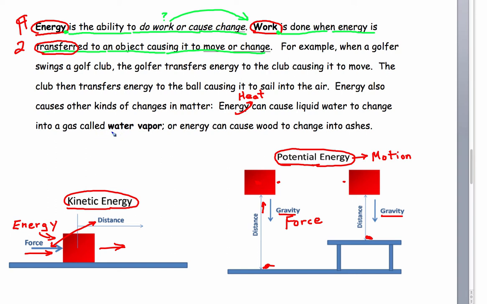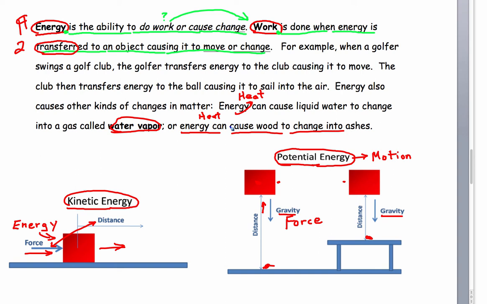Okay? So, we'll not spend a lot of time worrying about what water vapor is. I think you know what water vapor is. So heat energy can cause liquid water to change, and it can cause other substances to change states. Or energy can cause wood to change into ashes. Again, what kind of energy? Well, heat energy. So if I apply heat, if I have a fire and I put wood on it, then we'll see that wood change.